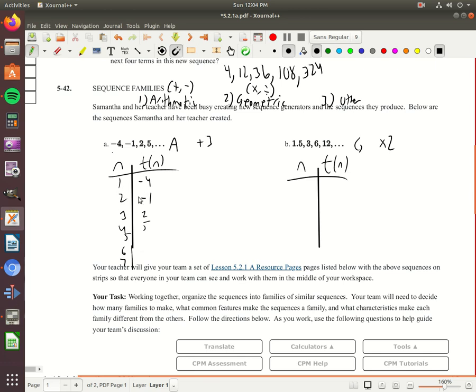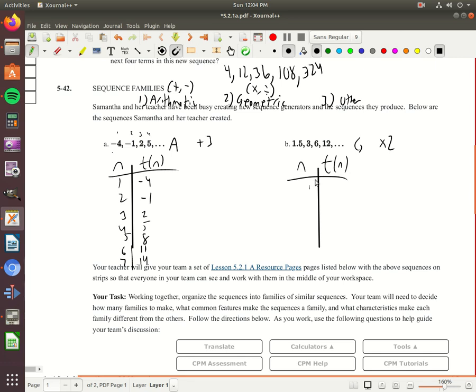But again, I hope you get where this 1 and -4, 2 and -1, 3 and 2, and 4 and 5 is the first number, the second number, the third number, the fourth number. So at this point, I'm just adding 3, so I'll go 8, 11, 14. Those would be the next 3 terms here.